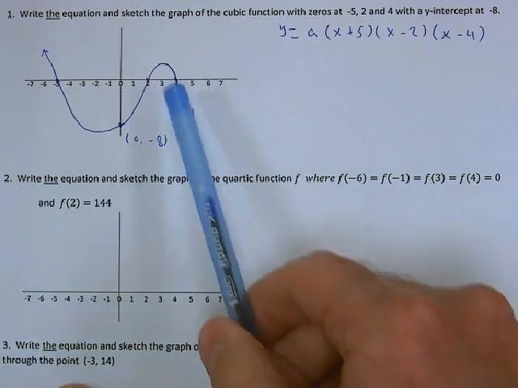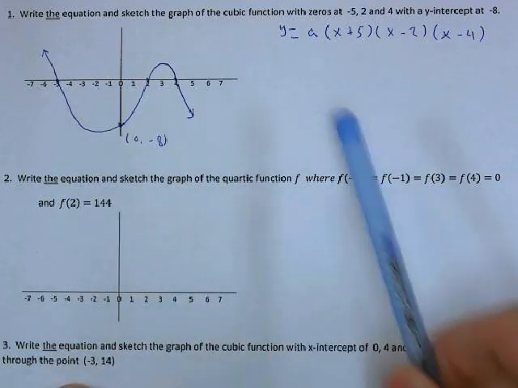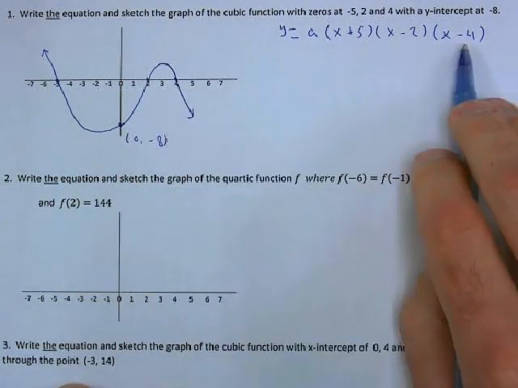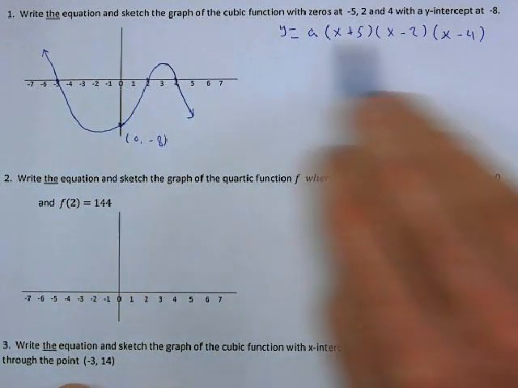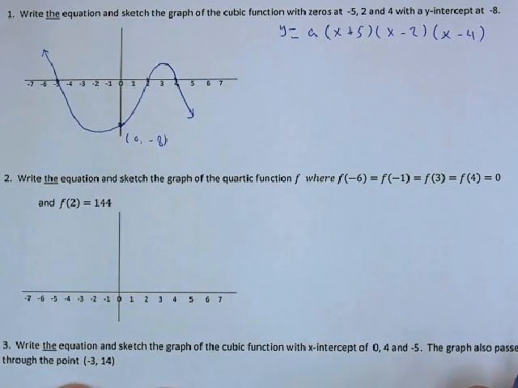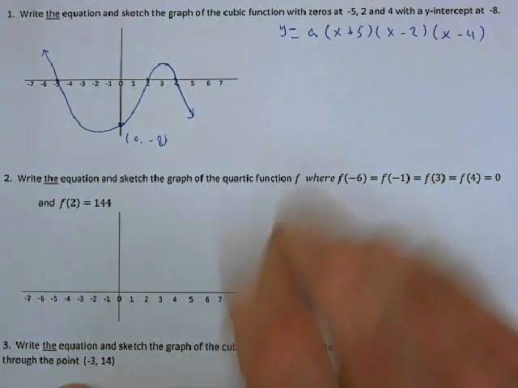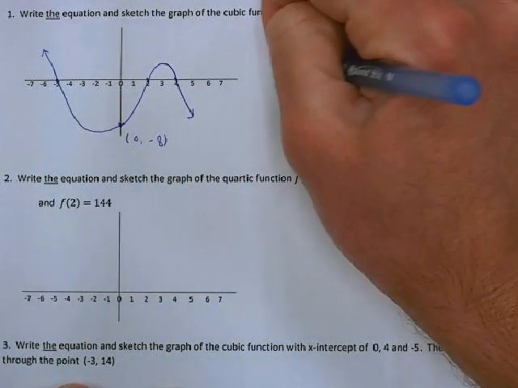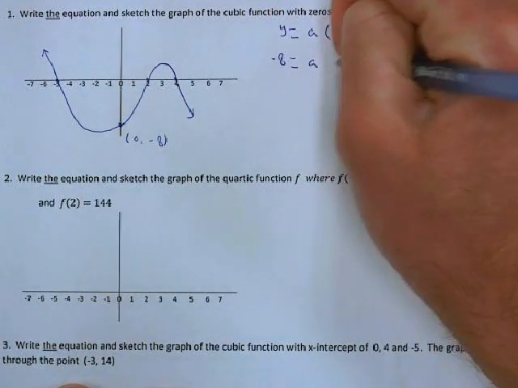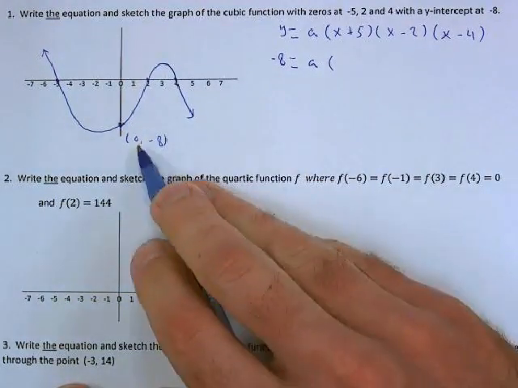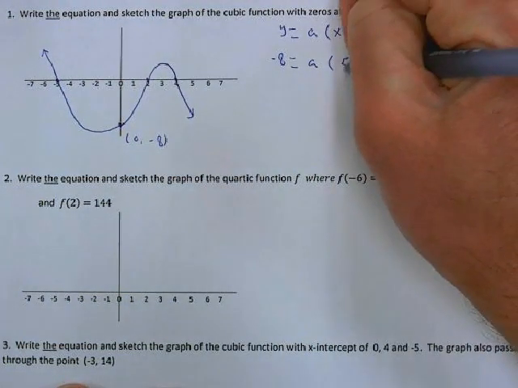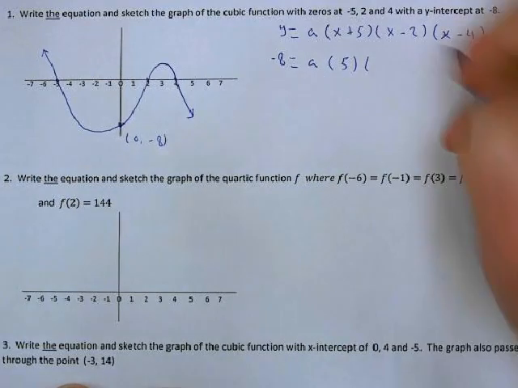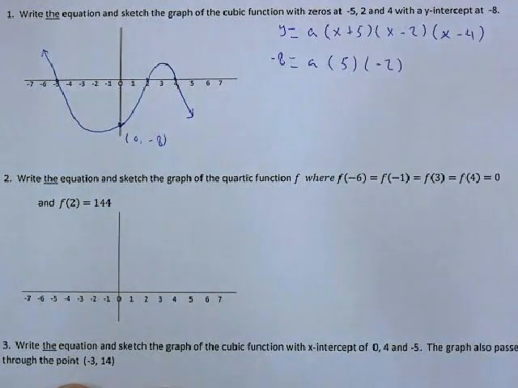We just can't use the x-intercepts, because if I stick in 4, for example, that's 0, so the whole right side of the equation becomes 0. It just doesn't work. So I want to stick in x is 0 and y is -8. That gives us -8 equals some a value times, and let's do a little mental math: 0 plus 5 is 5, 0 minus 2 is -2, and 0 minus 4 is -4.